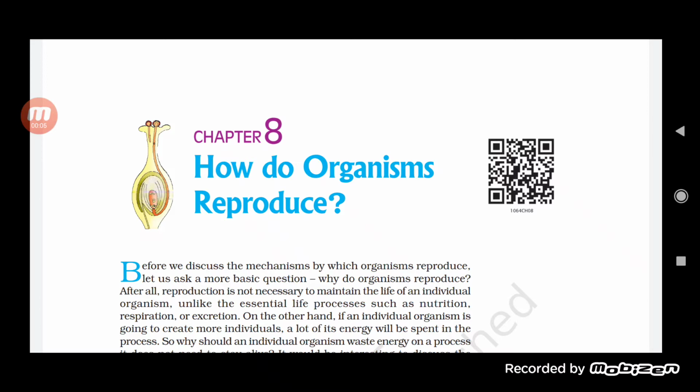So students, in the previous class we started with the new chapter, and we already discussed how organisms reproduce. In this chapter, we are going to see the different types of reproduction, including sexual and asexual reproduction.